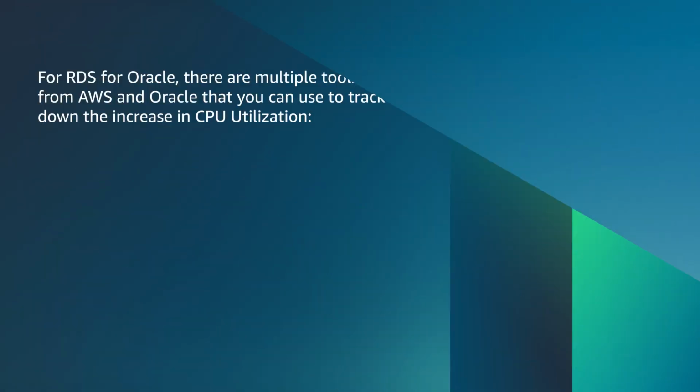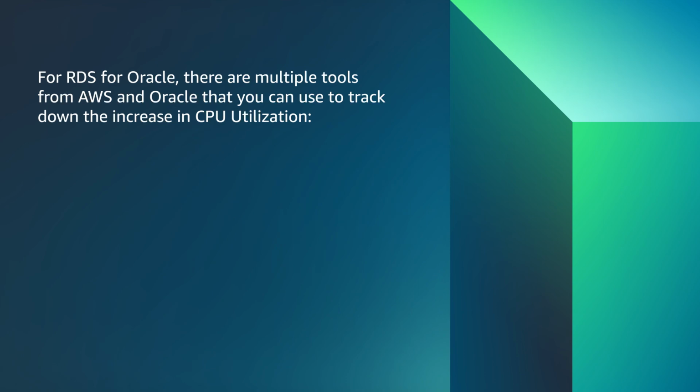Today, I'm going to show you how to troubleshoot high CPU utilization on Amazon Relational Database Service for Oracle instances. Let's get started. For RDS for Oracle, there are multiple tools from AWS and Oracle that you can use to track down the increase in CPU utilization.